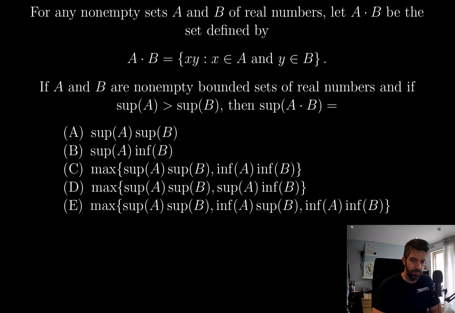So we'll go through these one at a time and eliminate the ones that certainly are incorrect. The thing that's going to make it not obvious comes from the fact that the sets, all the numbers in A and all the numbers in B could be negative.